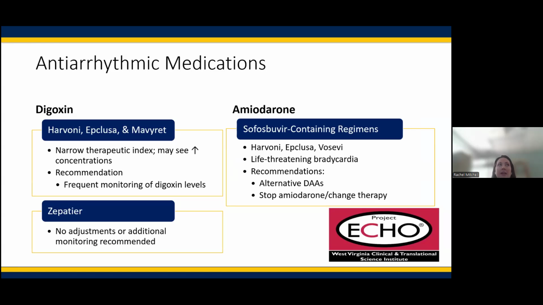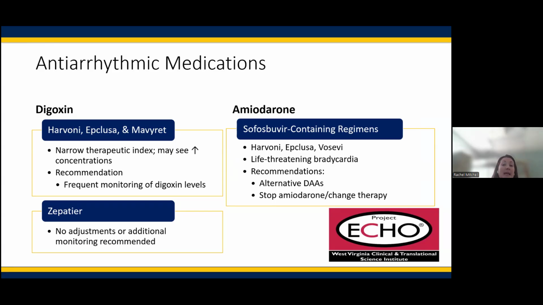If you look at the United States package insert, it actually has a recommendation for Mavyret specifically to automatically reduce the dose by 50% and then monitor the patient from there. So that's a major concern with digoxin and those three agents. Zepatier, though, doesn't have any adjustments or additional monitoring per its package insert.